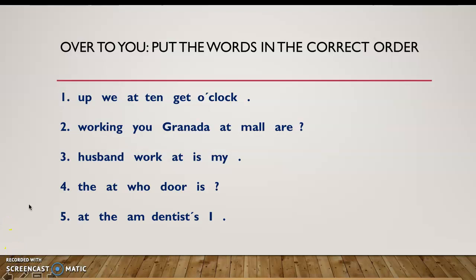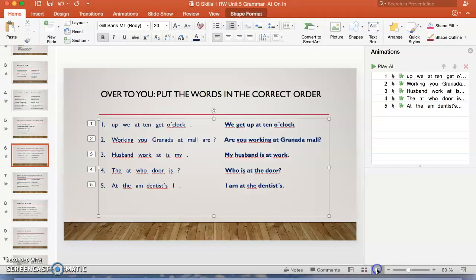Please pause the video, take a piece of paper and a pencil or a pen and put these words in the correct order. Remember, the first word in the sentence must have a capital letter and that the end has a full stop. Right, let's see the answers.